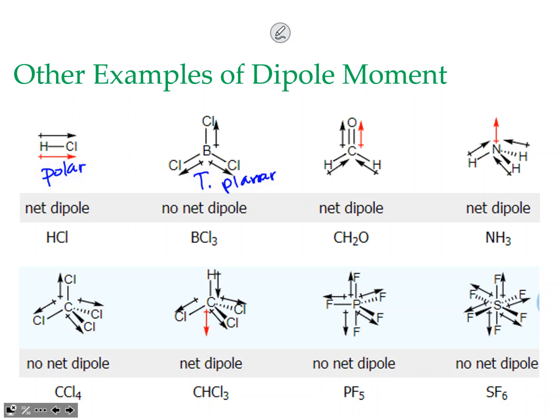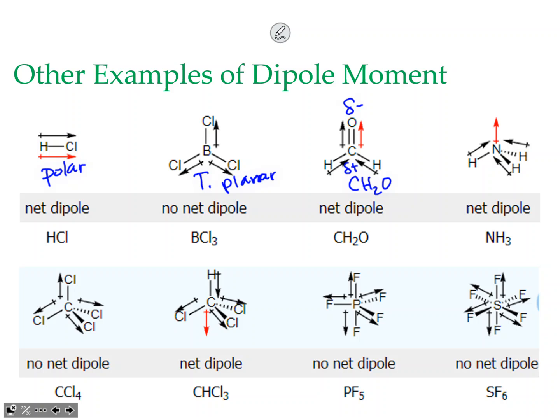This one is formaldehyde. Okay, so it's CH2O. As you can see, the dipole moment points towards the oxygen, the more electronegative element. So this side of the molecule is going to be partially negative, this side of the molecule is partially positive, and we definitely have a polar molecule and a net dipole.